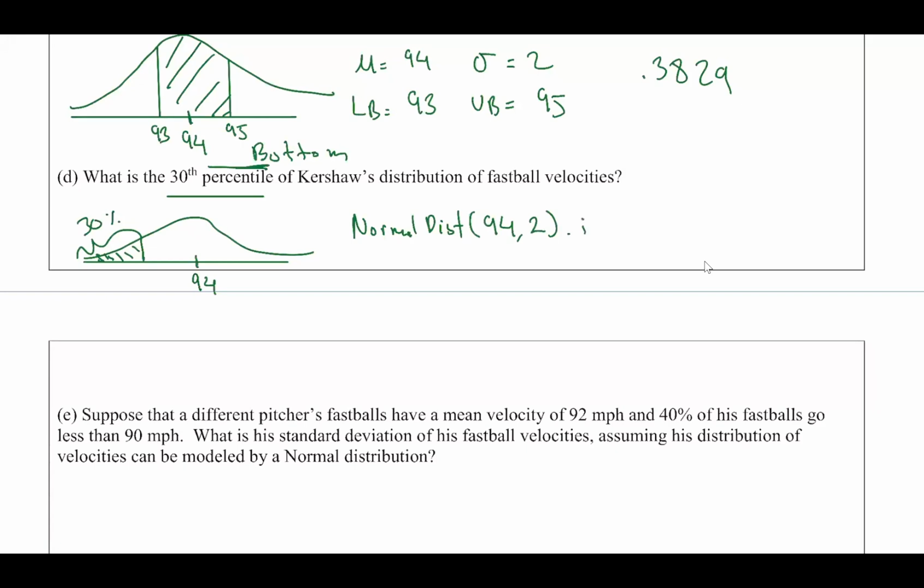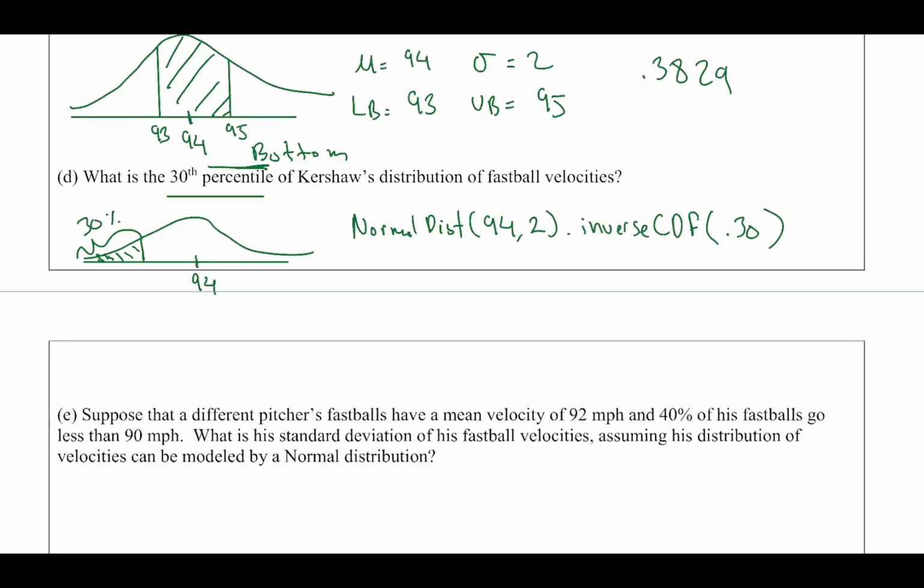And then for this one, since we want to get his velocity for the 30th percentile, you want to do inverse norm. So we'll do inverse CDF. And for this one, what's my area to the left? 30? You actually do want to put 0.30. You wouldn't put 0.70, because we want the bottom 30 percentile.